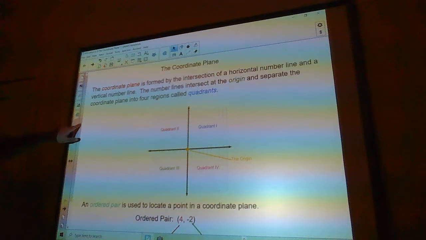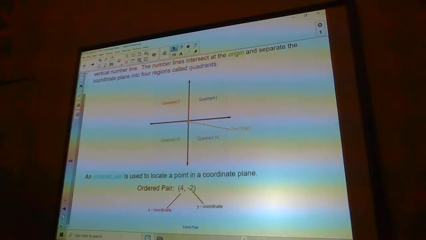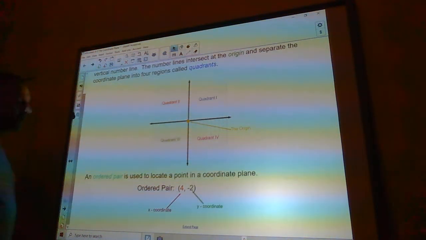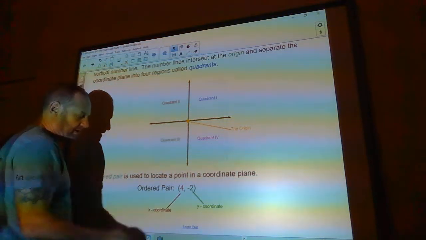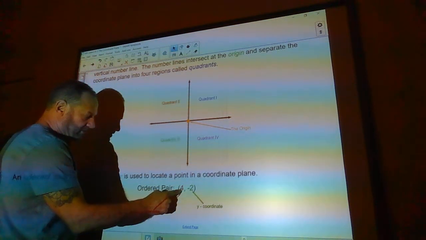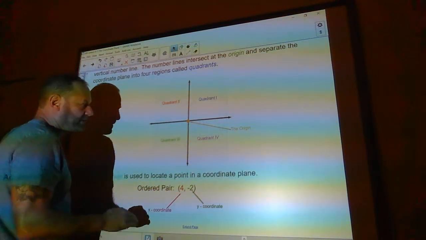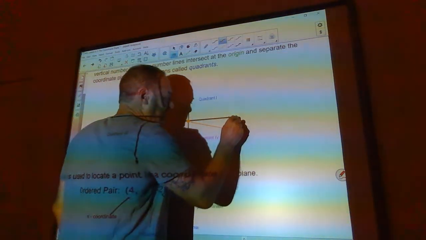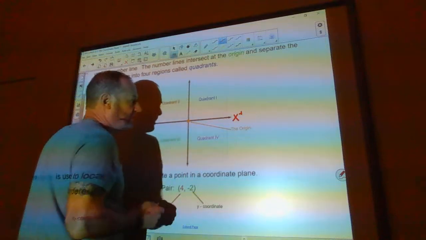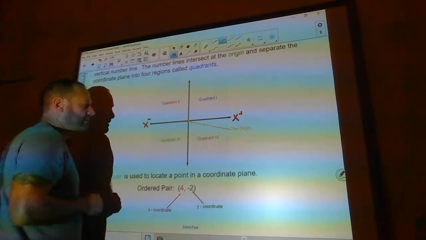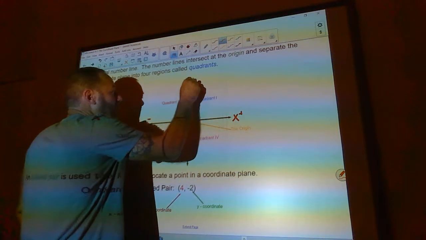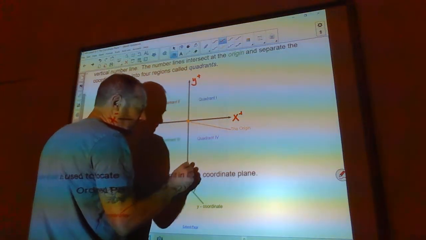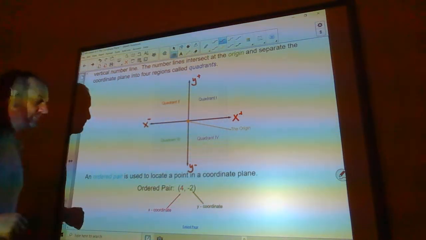Okay? Now, an ordered pair is used to locate a point on the coordinate plane. So if we have the ordered pair 4, -2, this is your x-coordinate, this is your y-coordinate. The x-coordinate goes side to side. So your x positive is over here, your x negative is over here, your y positive is up here, and your y negative is down here.